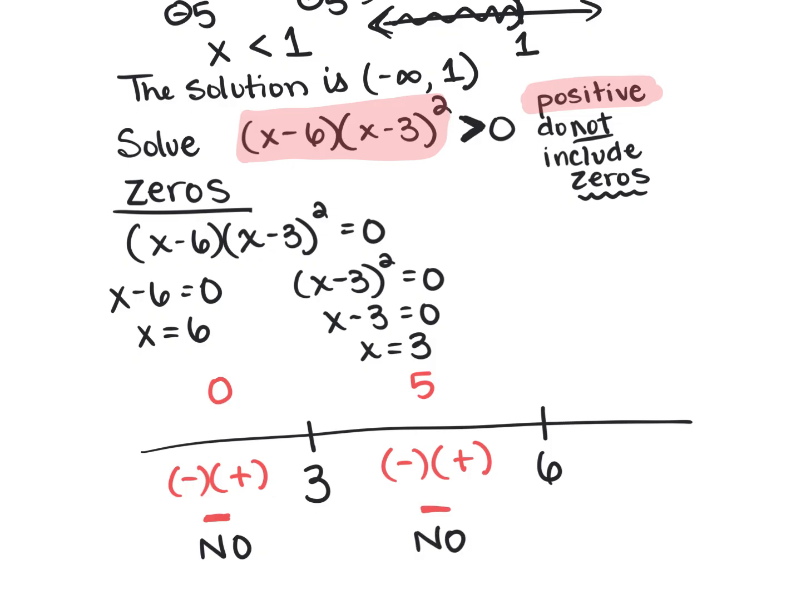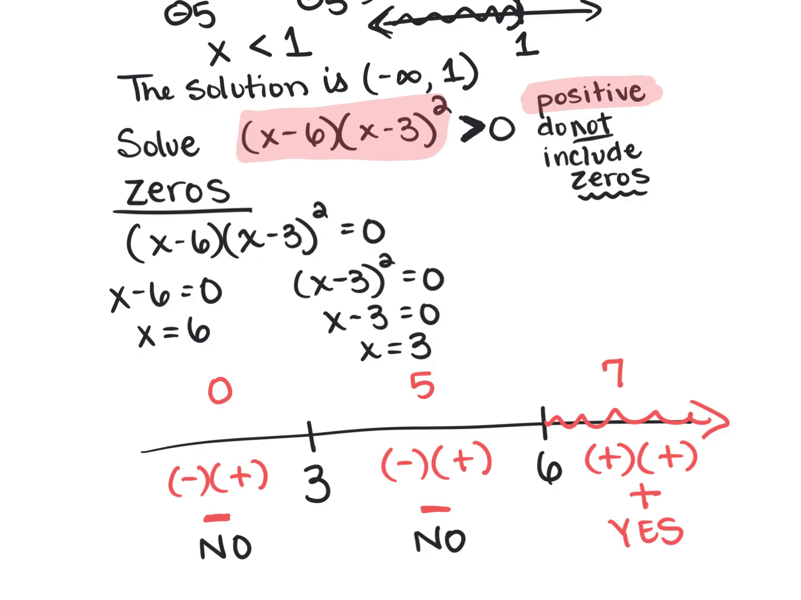Last but not least, I want to go to the right of 6, so I'm going to use 7. I plug 7 in here, and I end up with 7 minus 6, which is positive. And then 7 minus 3 gives me a 4, and when I square any number for that matter, it's a positive. So that section gives me a positive. So this one is a positive set of y values. So this is my solution.